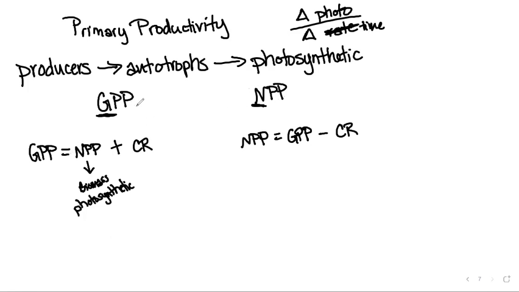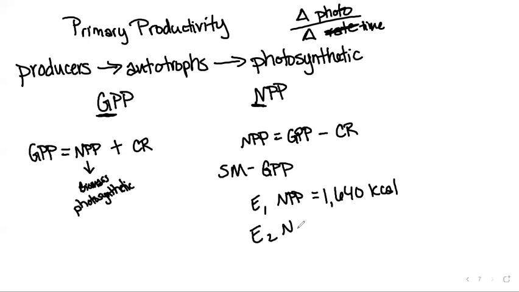You may be asked about understanding the difference between gross primary productivity and net primary productivity. Gross includes cellular respiration. Net takes away cellular respiration. Okay. And then you may be given a question that gives you the NPP of two different ecosystems and asks you to interpret or infer information about that ecosystem based on the information that you were given. So for example, you may be told that two ecosystems have the same gross primary productivity, but ecosystem one has an NPP of 1,640 kilocalories. And ecosystem two has 2,400 kilocalories. You saw something similar to this on one of your mastery checks, right?